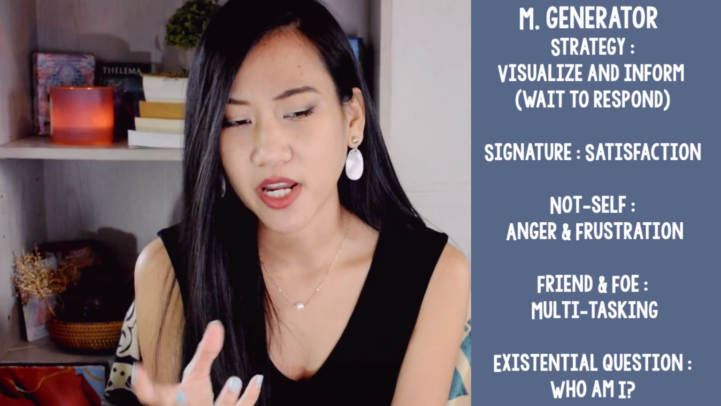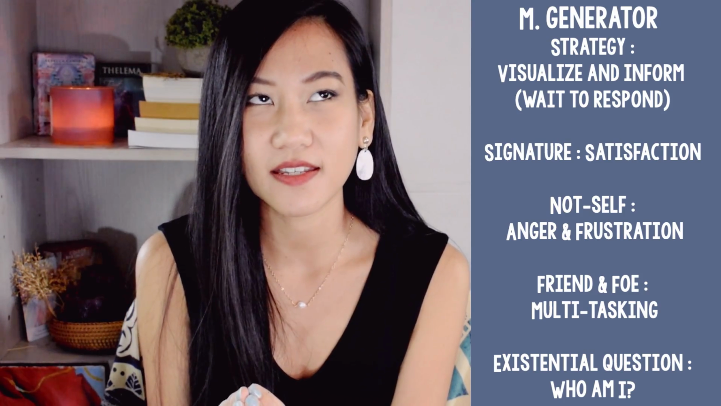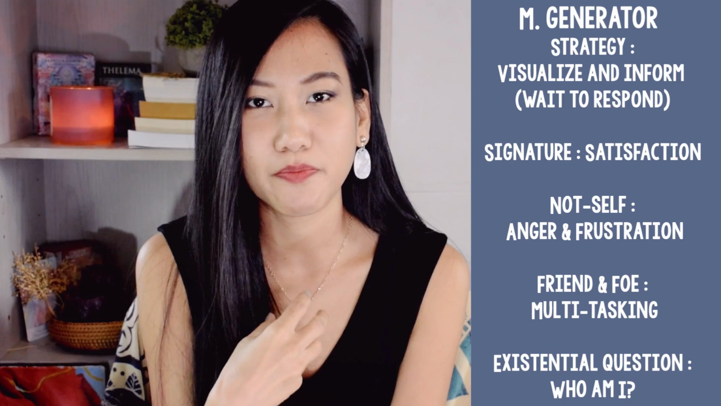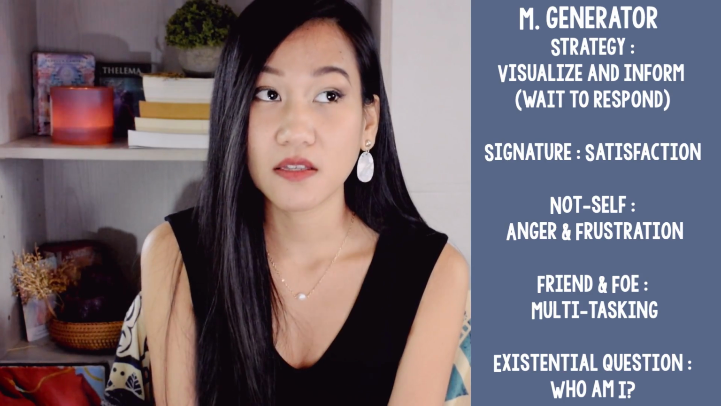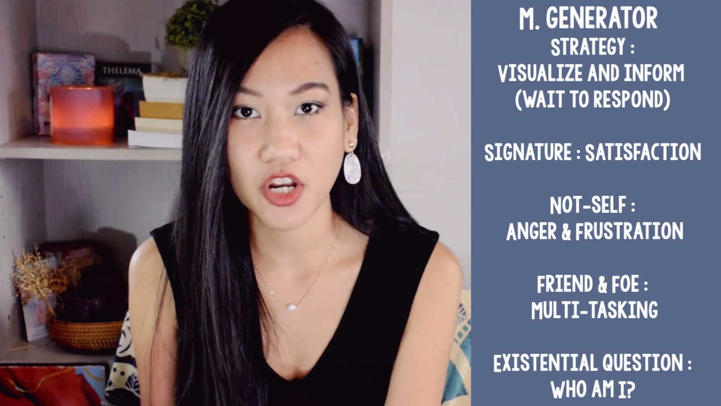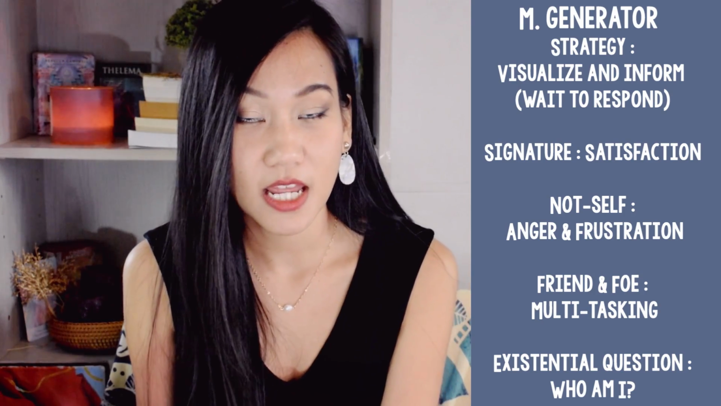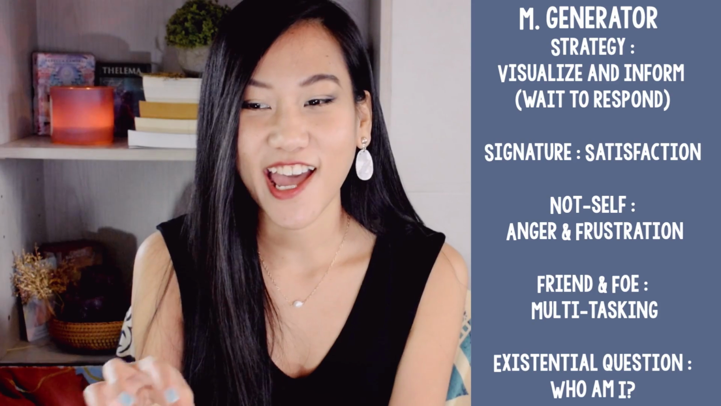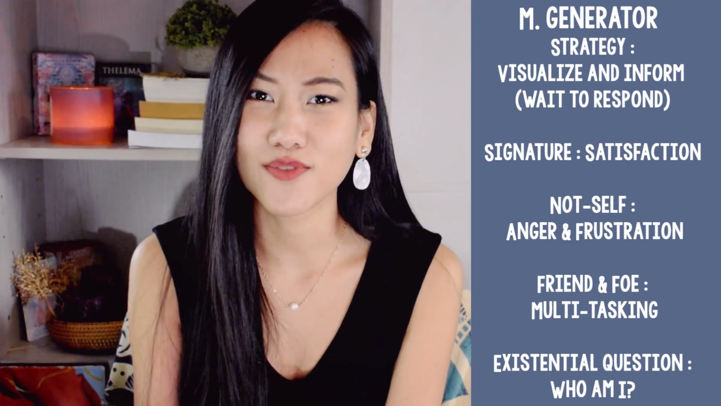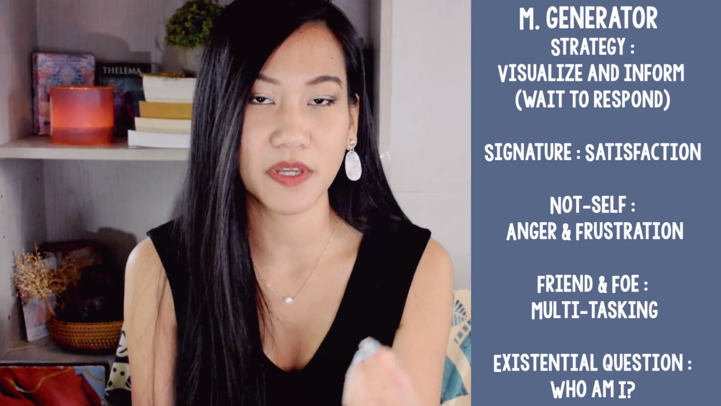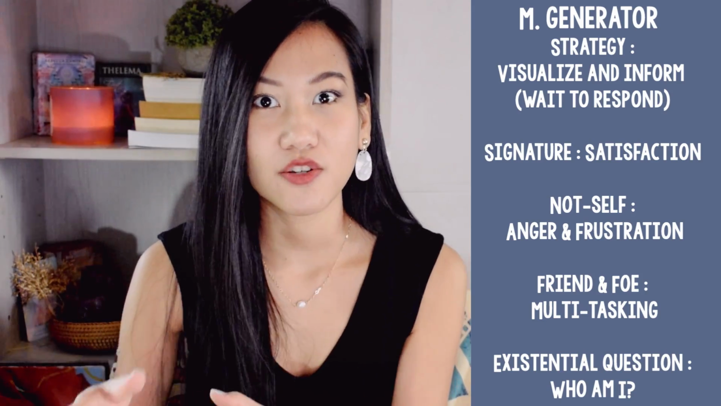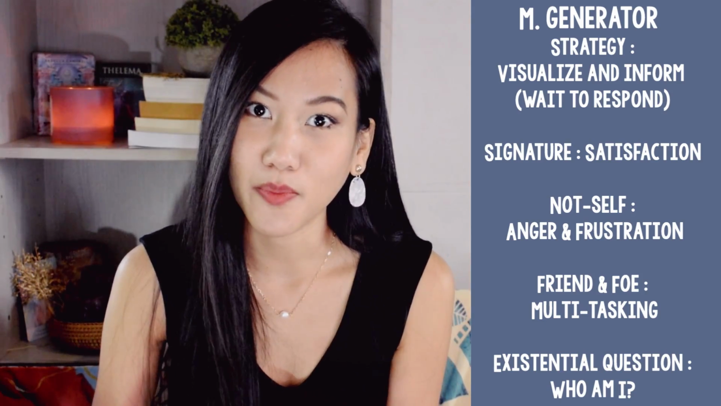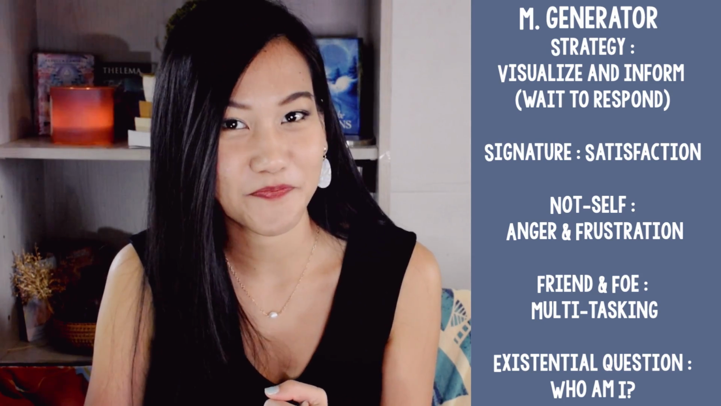Because the manifesting generator has a little bit of that spontaneous need to act like a manifestor does, the people around the manifesting generator can sometimes feel left out, and then they can feel a little bit lonely as well. So they need to inform the people around them, and then they can start acting and doing what they have to do, and when they do, they are unstoppable, just like a manifestor would be.